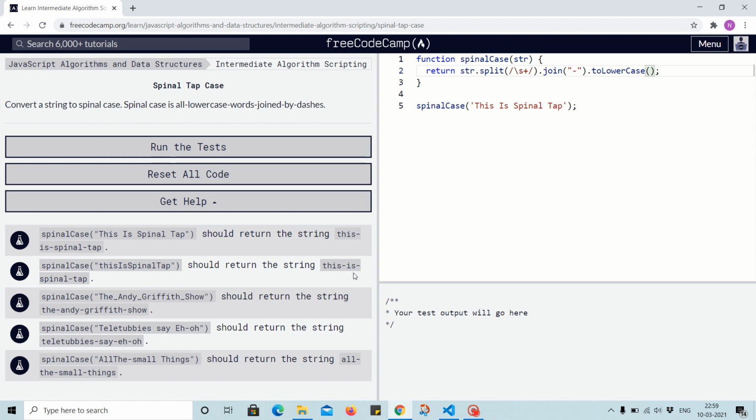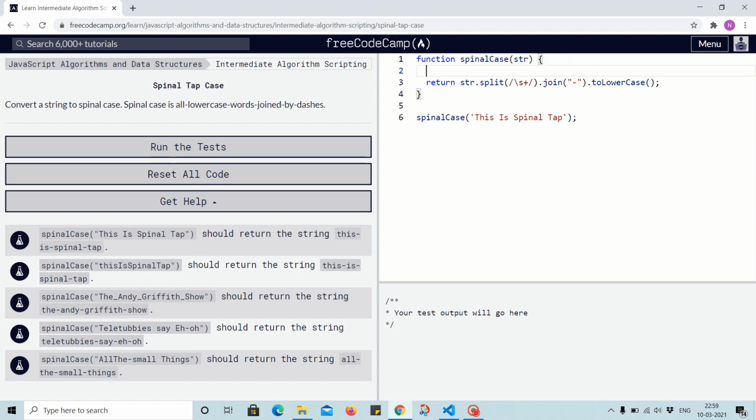and in the second test case, capital letters are being used. Let's make it so that there is a space between two words wherever a capital comes.